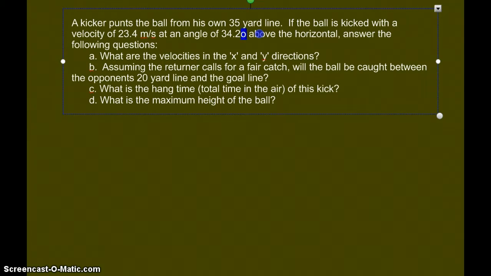And let's see what we can do with that. There it is. Above the horizontal. Answer the following questions. A, what are the velocities of this kick in the X and Y direction? B, assuming the returner calls for a fair catch, will the ball be caught between the opponent's 20-yard line and the goal line? In other words, how long did the kick go? C, what is the hang time, total time in the air of this kick? And D, what is the maximum height of the ball? Things we all did in class, but let's review.